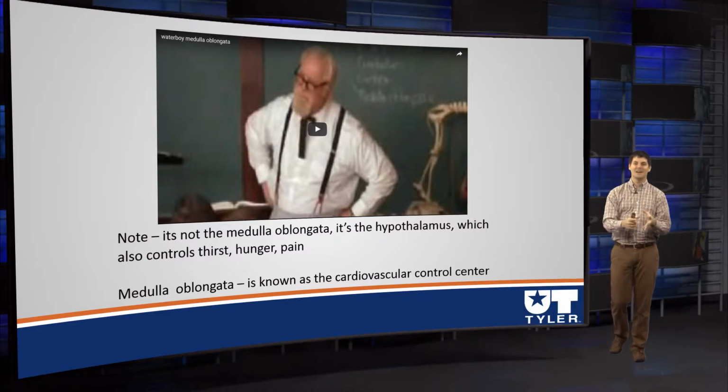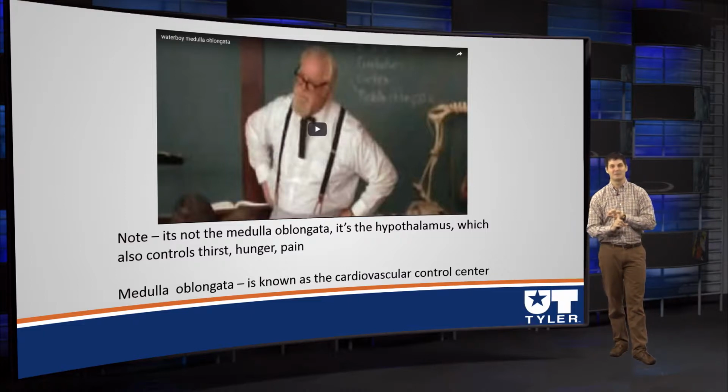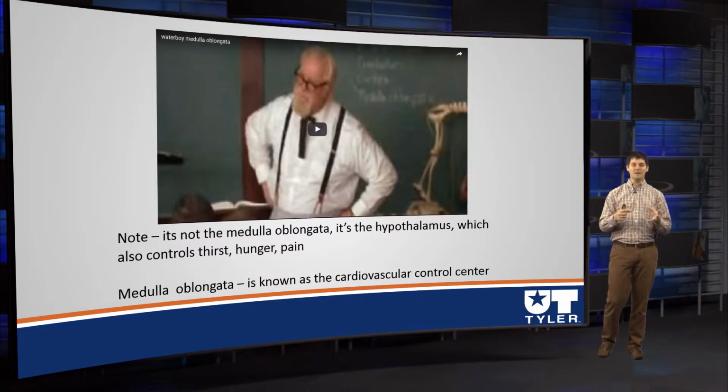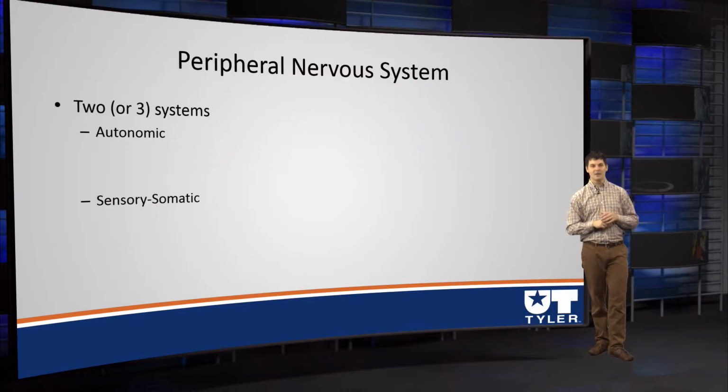So again, the medulla oblongata does not cause you to be ornery, does not control anger and aggression as the movie The Waterboy would love to portray. Both of them were completely wrong. Indeed, the hypothalamus controls thirst, hunger, and pain. The medulla oblongata is our cardiorespiratory control center.